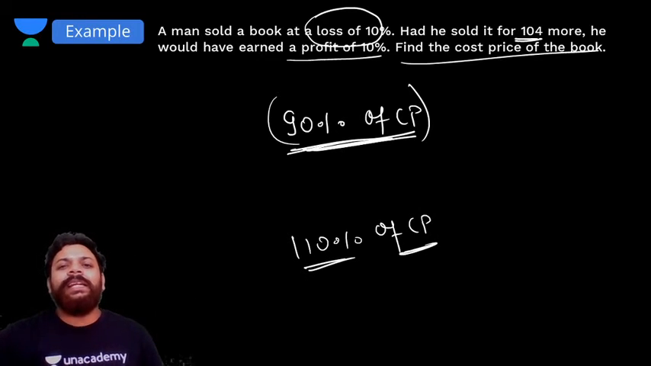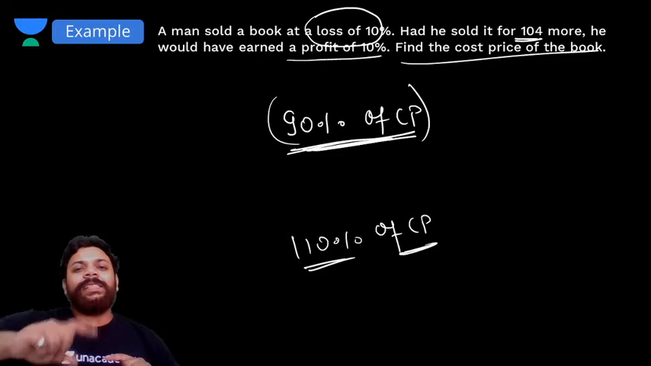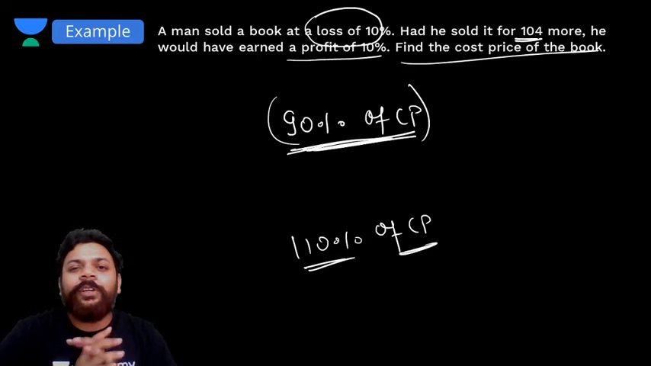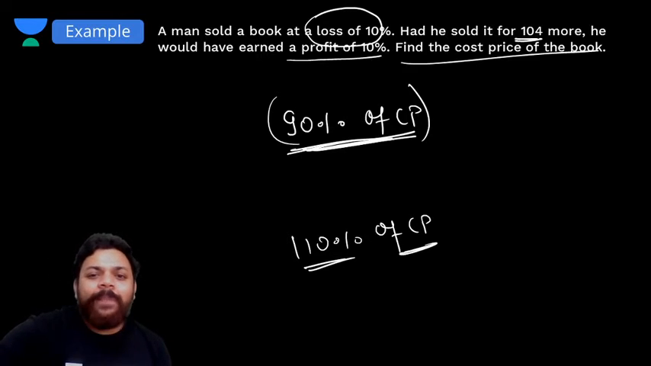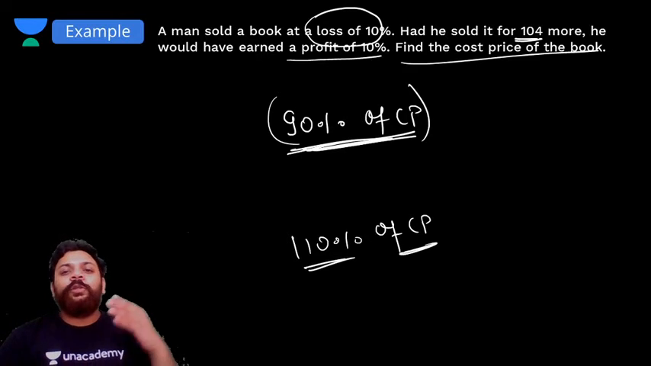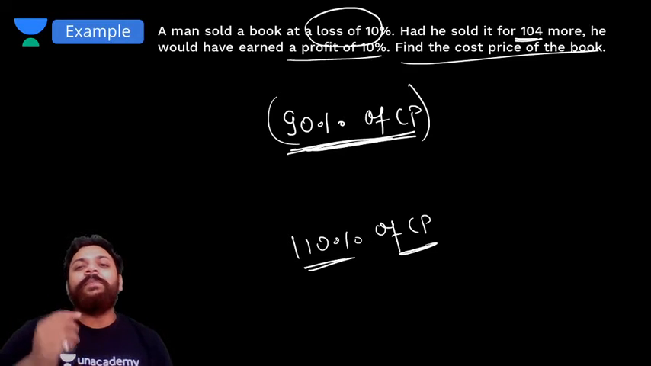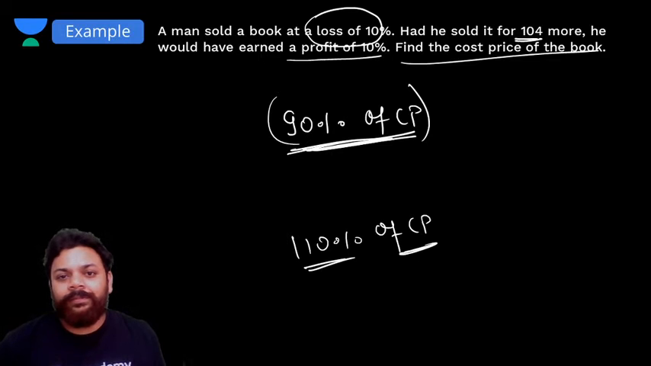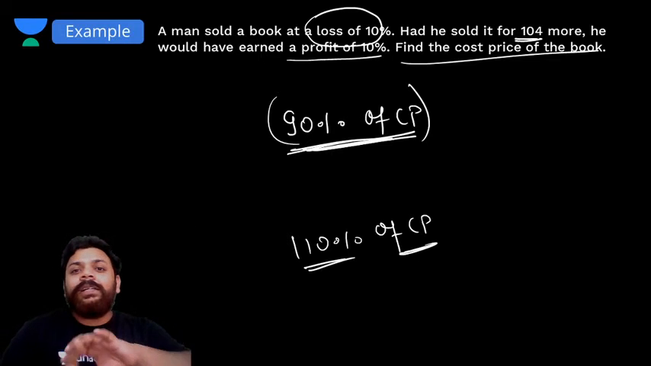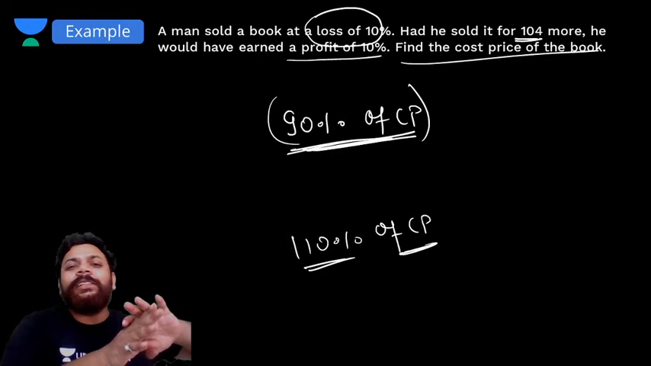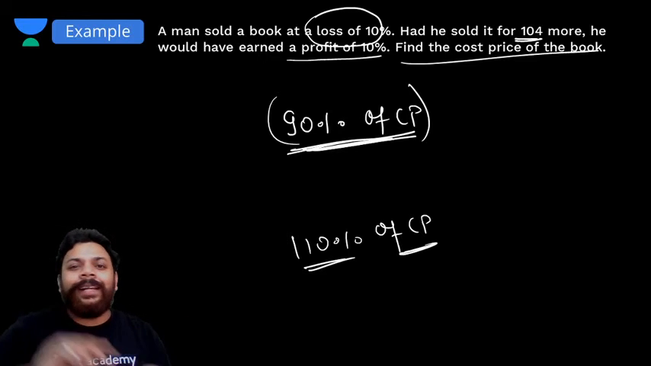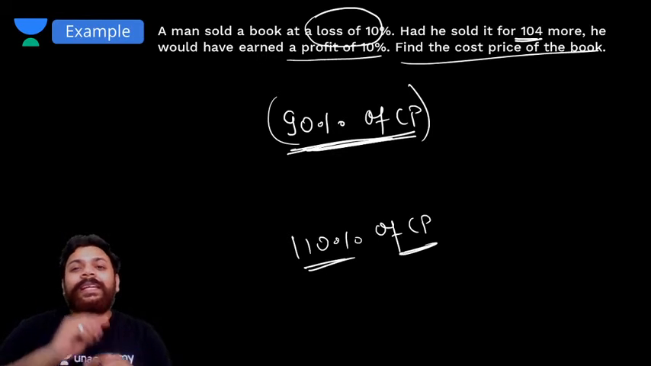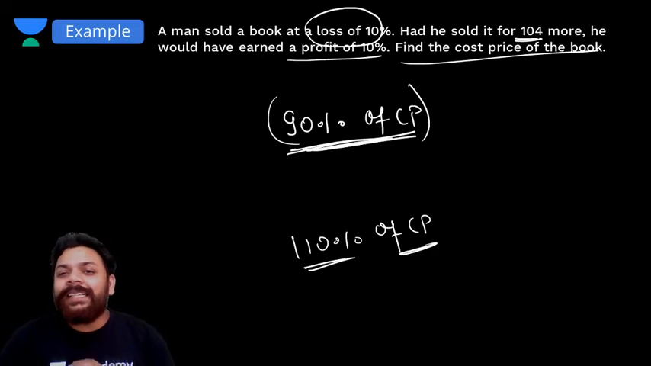10% loss, that means 90% of cost price. 10% profit, that means 110% of cost price. If I look at the gap between the two, the gap is 20%, that is 20% of cost price. So this is the gap in terms of percentage. 20% of CP, try to visualize this; that is the gap in terms of percentage.